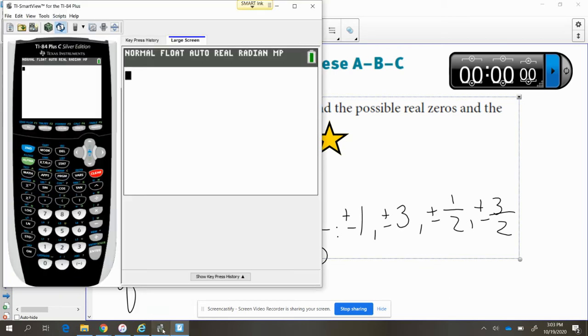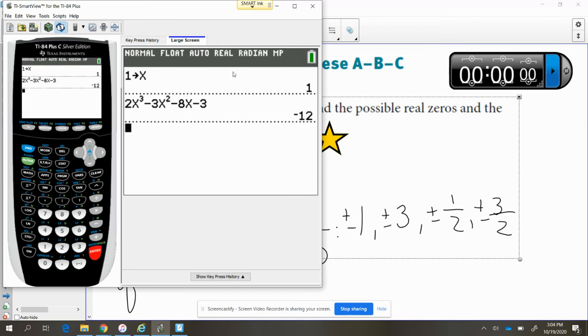Well, then to test if these are zeros, one thing we can do is use the store button on our calculator. So here's the store button. I hit 1, stored as x, and I'm going to hit enter. And then I'm going to type in the equation, 2x to the third, and then minus 3x squared, and then minus 8x, and then minus 3. If I hit enter, it automatically stored 1 in there for me to test it out, and it's not a 0. All right, there's a point at 1, -12, but that's not my 0.